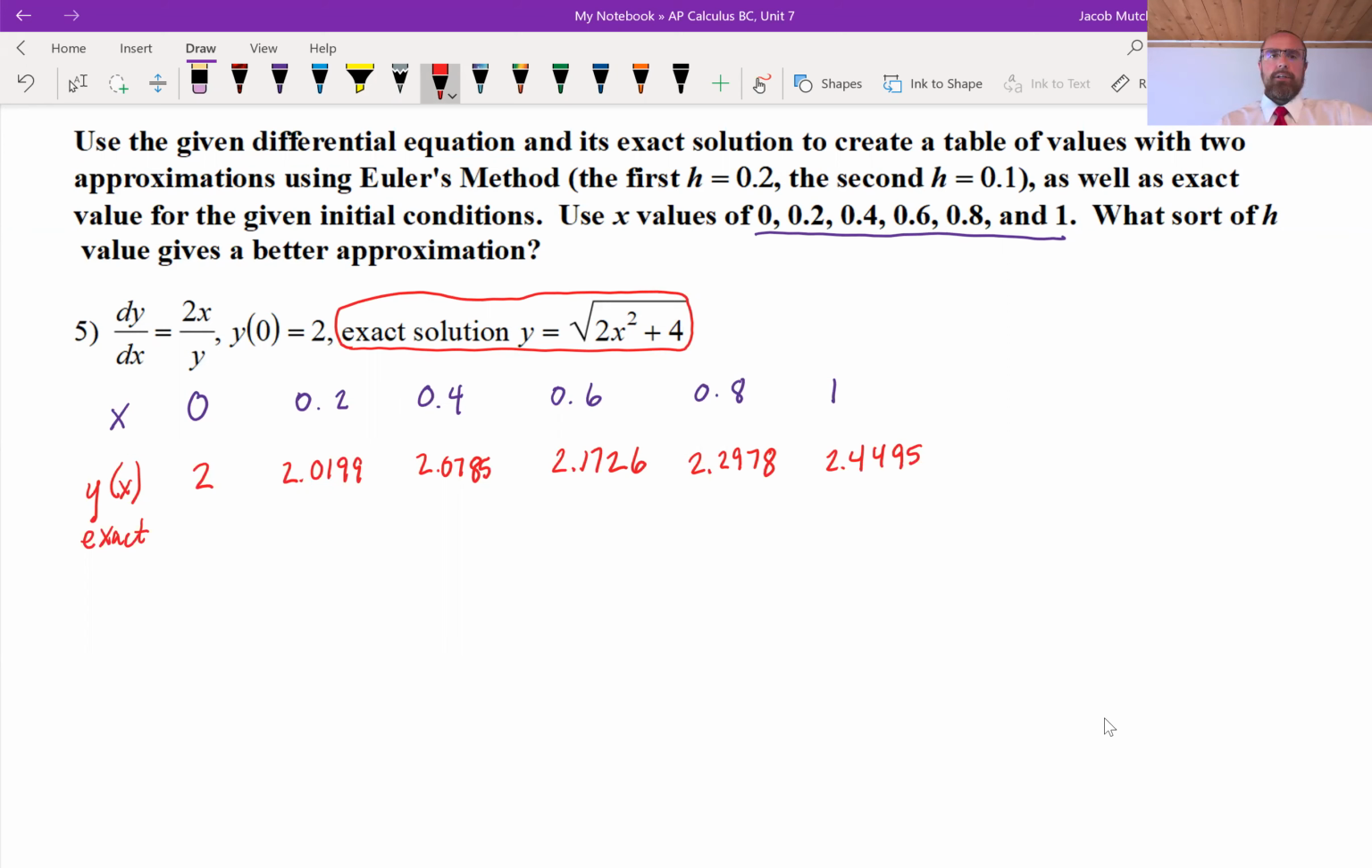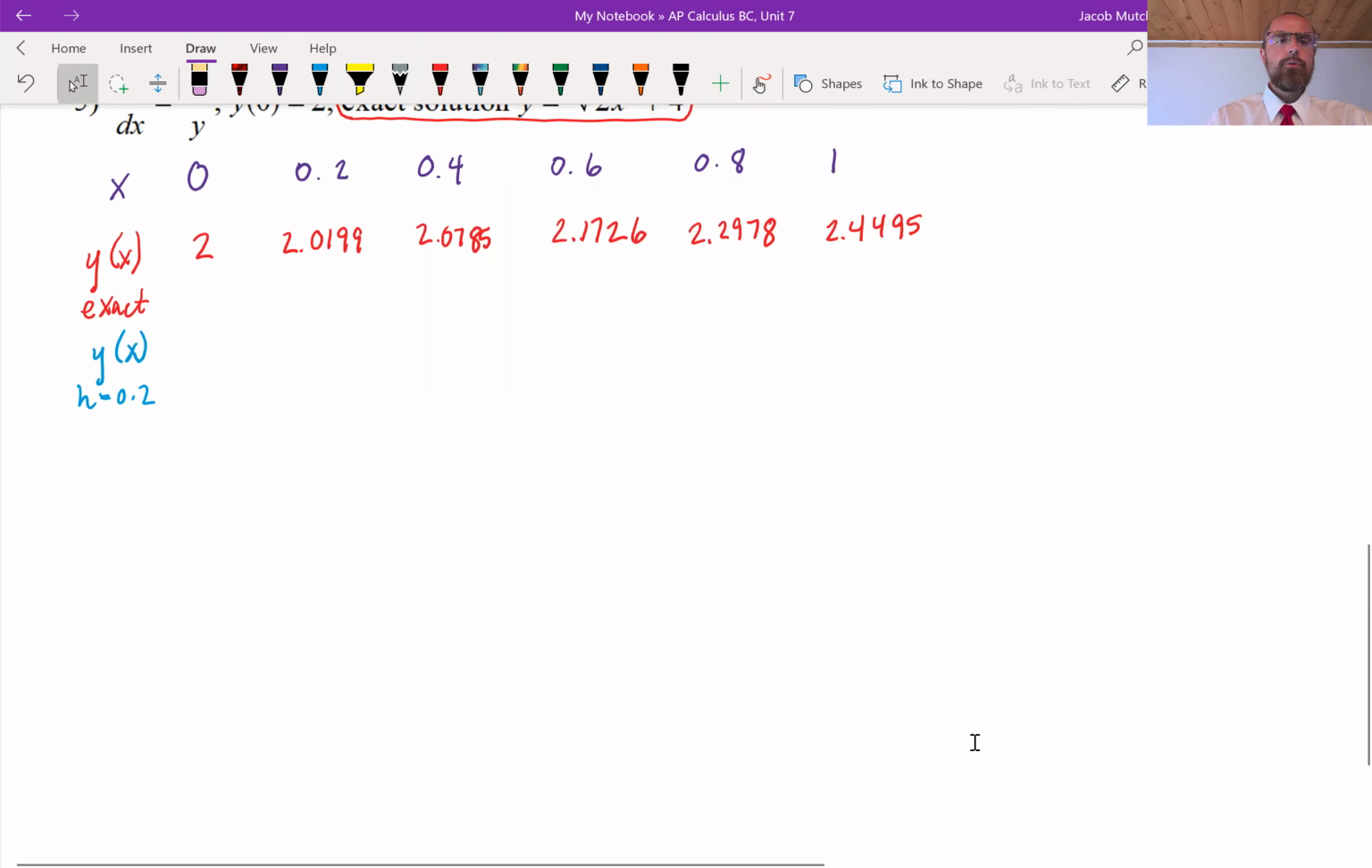What we want to do from here is run now two different approximations, similarly to what we had done in the first question, but we're going to use different step values. So the first step value that we're going to use is 0.2. We're told here in the instructions, use an h value of 0.2. So I'm going to create another row here in my table, y of x, specifically where my h value is 0.2. Now let's set some of those up. I'm going to scroll down here just so that we don't interfere with our table.